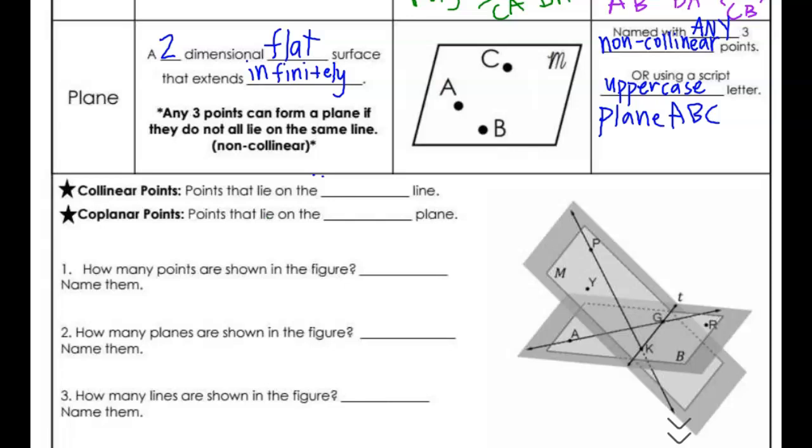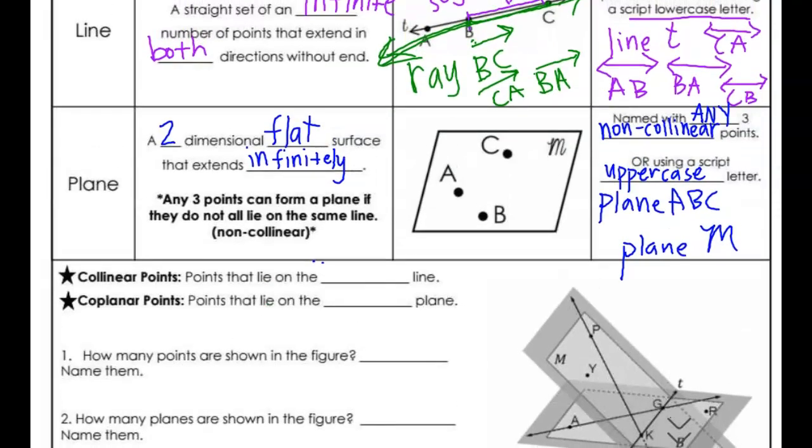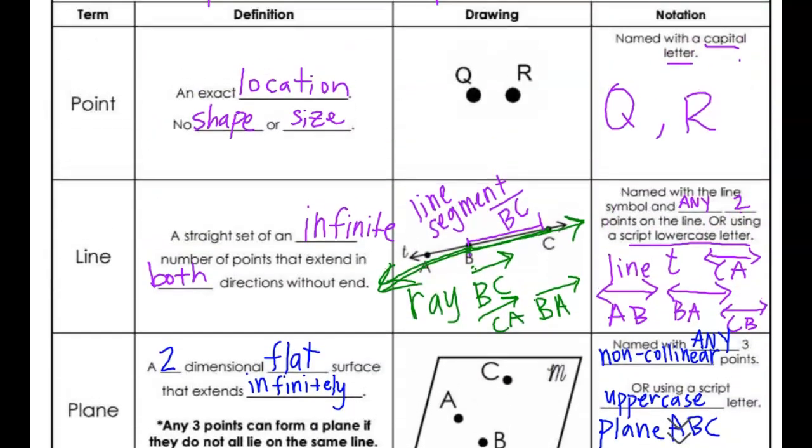Okay. What about using an uppercase letter? How else could I name it? Main. What's the uppercase script letter that's on here? M. Main M. Okay. So do you see there's different options to name them? Now don't forget that for a plane it has to be uppercase, capital, and for lines, they're not uppercase. Where are they? Lowercase. Very important.